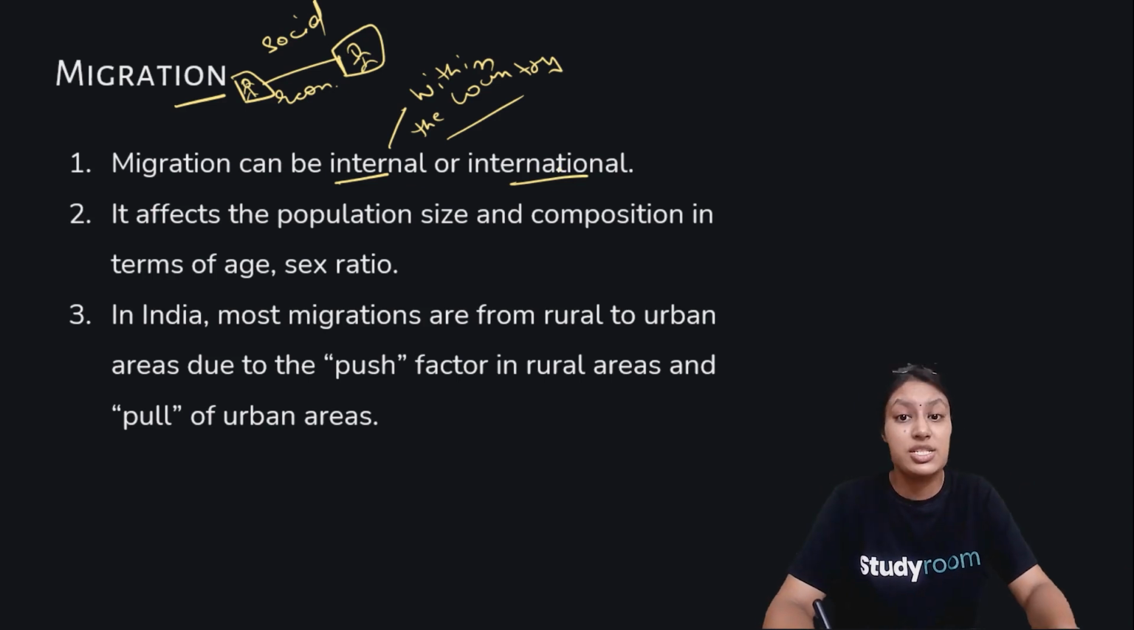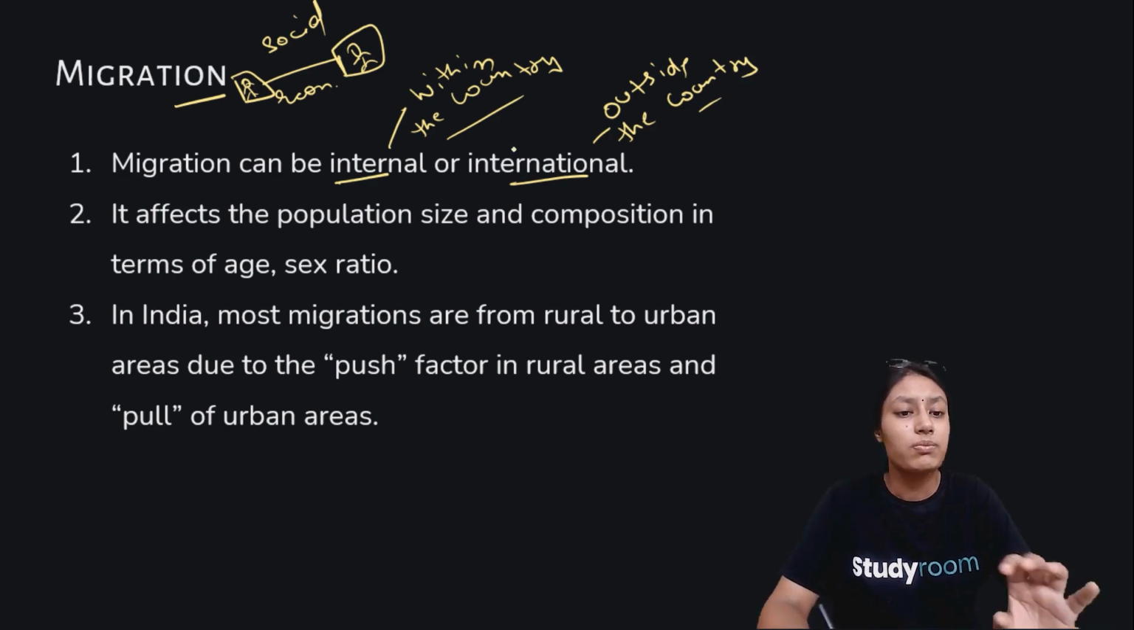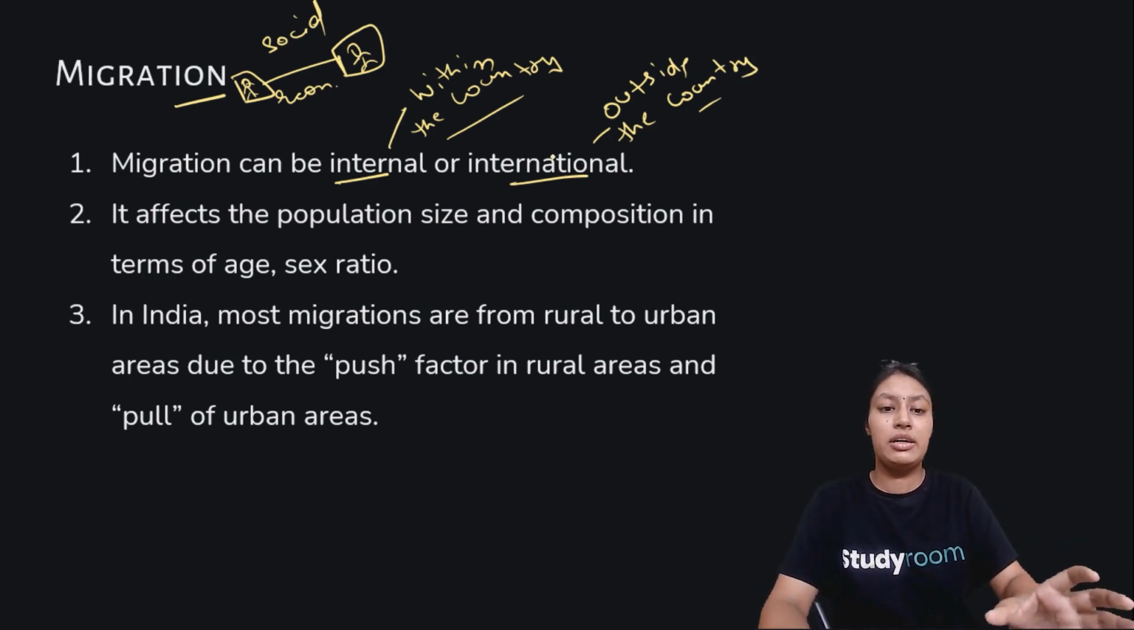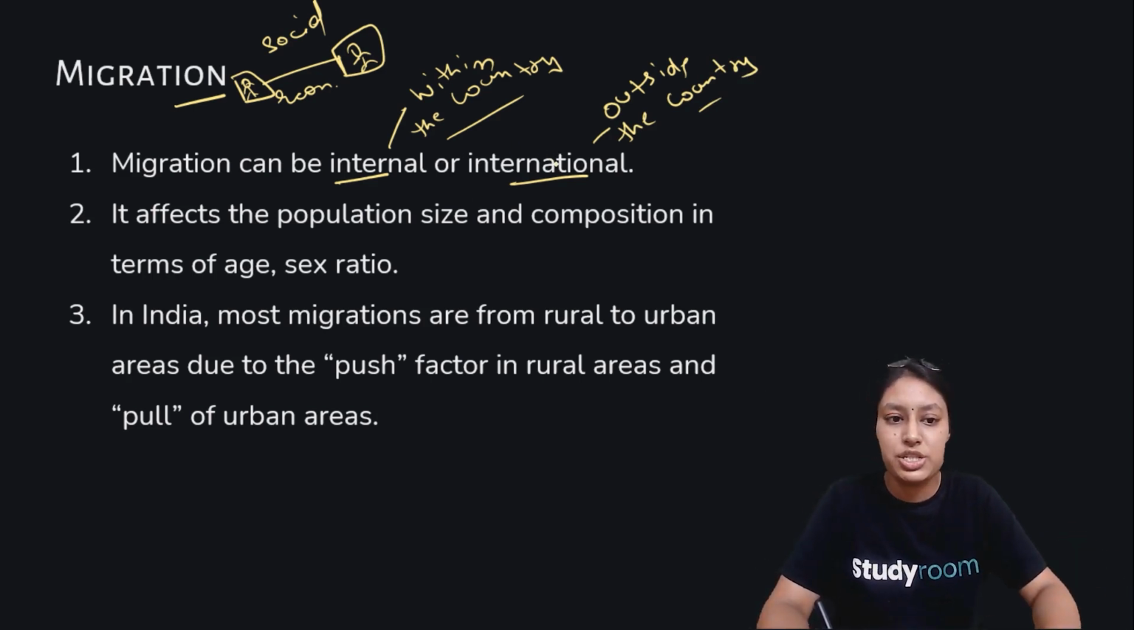Second is international migration. Again, international migration is moving from one place to another in search of better social or economic activities. But what is the difference? It is outside the country. As the name suggests, it is international, right? So this is basically internal and international migration.